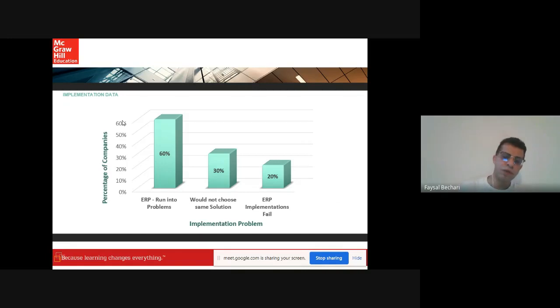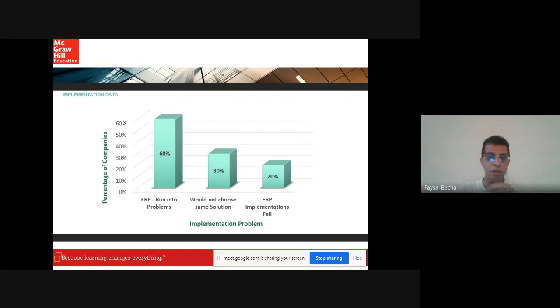They did some research on selecting software, and they found that 60% run into problems when they implement it. Problems always come with new software, though some come with fewer. About 30% said they would not choose the same solution, because they didn't follow the right process and procedure for software selection for their HR department.